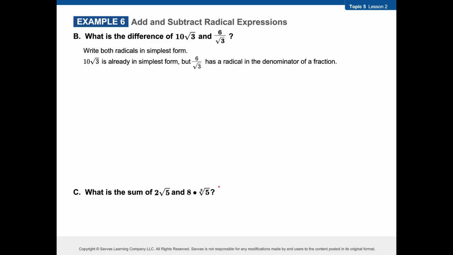Let's do letter C first. What is the sum of 2 square root of 5 and 8 times cube root of 5? These do not even have the same radical, so they cannot be added together. So this is already simplified. Or you can just say prime.